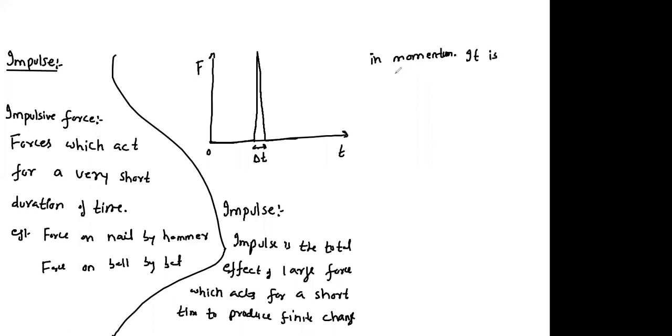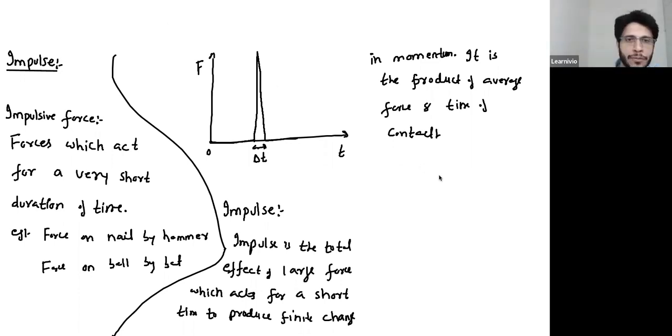So it is the product of average force and time of contact. Basically, the impulse is represented by I. So this is the average force that is acting on the body.